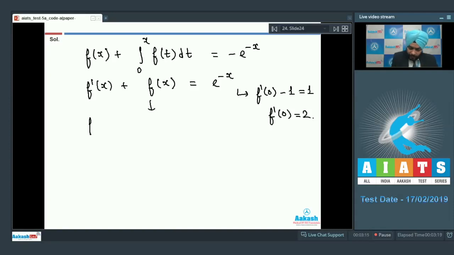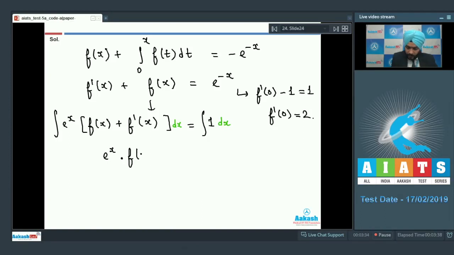Further solving it, I have (f(x) plus f'(x)) into e raised to the power x equals 1. So if I integrate on both the sides with respect to x, I'll get e raised to the power x into f(x) is equal to x plus c. Again put x equal to 0. So I'll get 1 into minus 1 is equal to 0 plus c. c is minus 1. So ultimately, e raised to the power x into f(x) is equal to x minus 1.